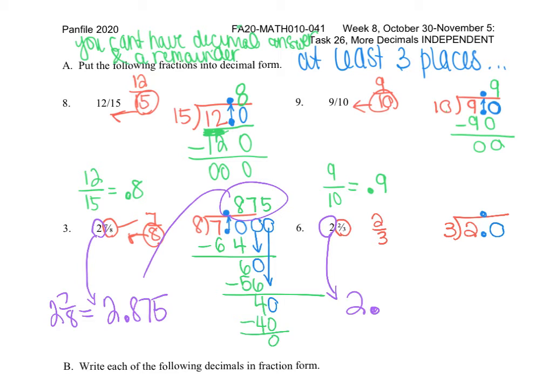So 3 doesn't go into 2, but it does go into 20, and it goes in 2 times. I lied. It goes in a lot more than 2. It goes in 6 times. And 3 times 6 gives me 18, and I subtract. And you're going to notice something that happens here, because when I subtract 20 minus 18, I get 2. Well, I add another 0 and bring it down. Well, I have 20 again.